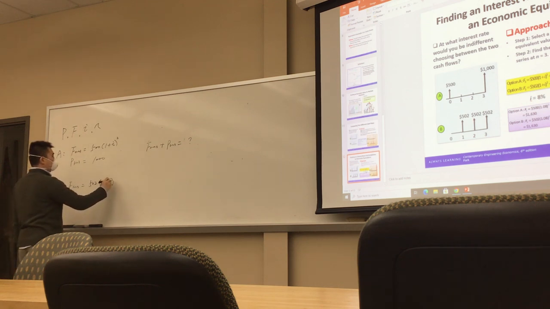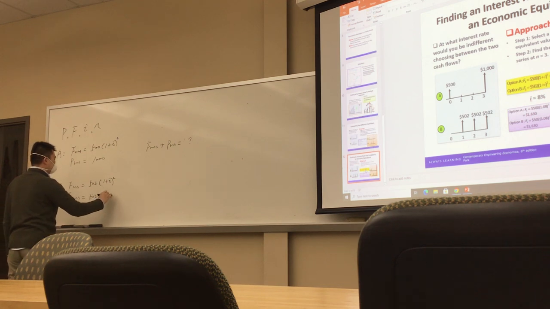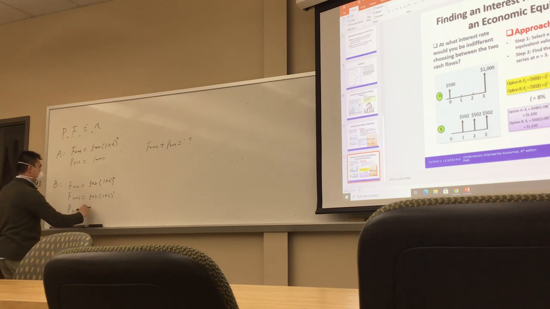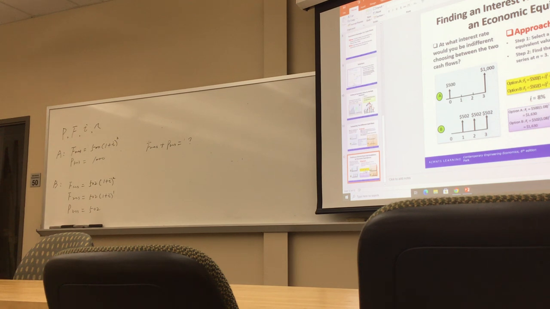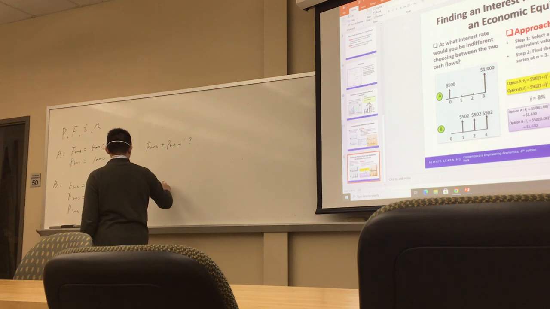502(1 plus I), what's the power here? 2. Right? Then F, 2, 2, 3. 502(1 plus I) to the power 1, right? And then F 3 3, okay. Then we add all this: F 1, 2, 3 plus F 2, 2, 3 plus F 3, 2, 3.